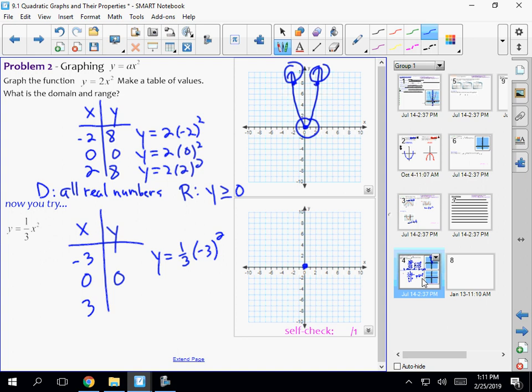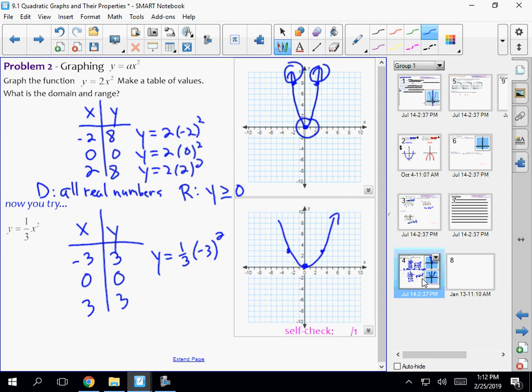Wait, why are we getting positive and negative? Because of this 1/3 out in front, we think it would be smarter to do 3 or -3 rather than 1 or -1 or 2 or -2, right? Because -3 squared is 9, and 1/3 of 9 is 3. I'm going to get the same thing on the other end when I plug in +3. And so I have (-3, 3) and (3, 3). And you'll notice that this parabola is a little bit wider than the previous one.